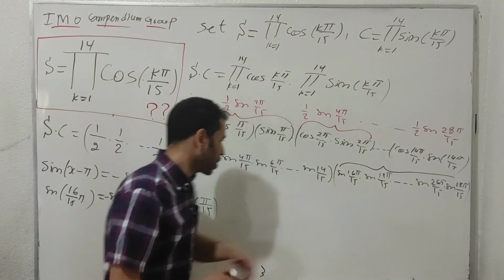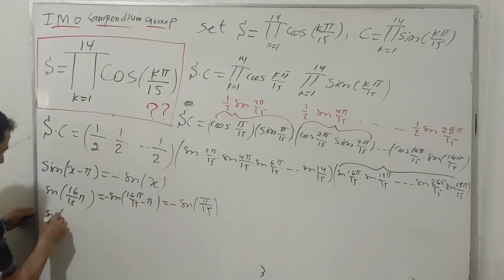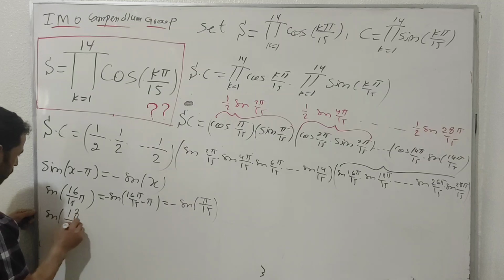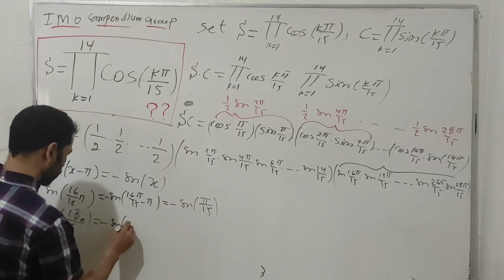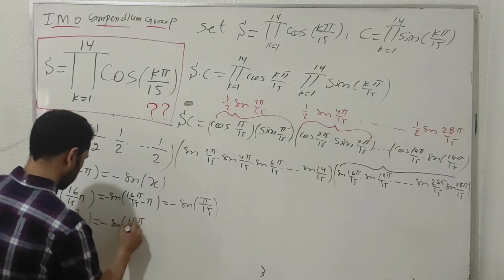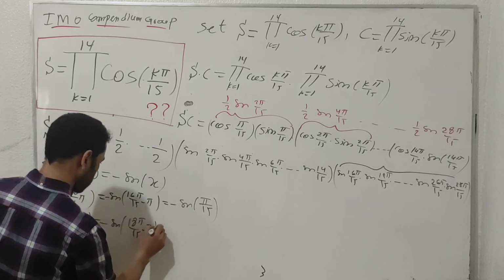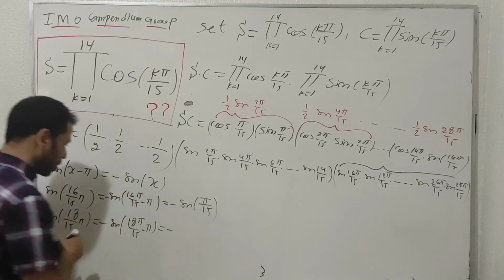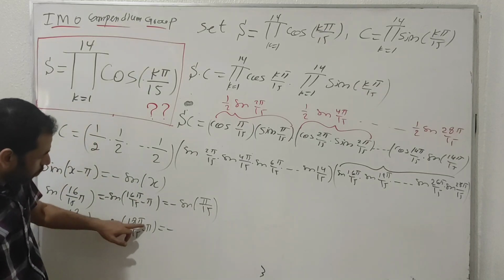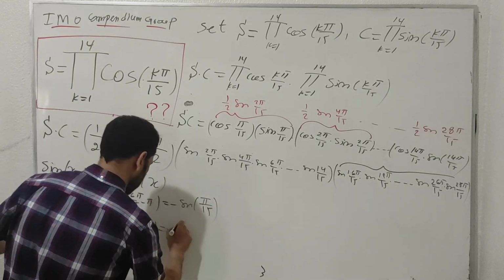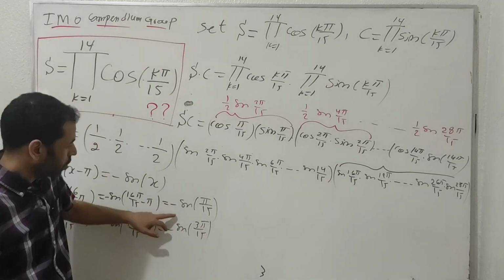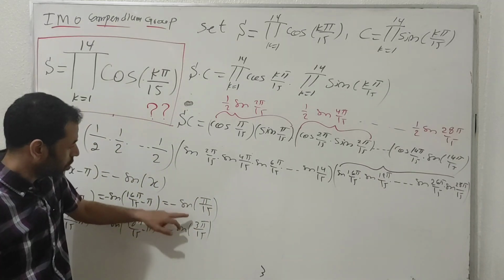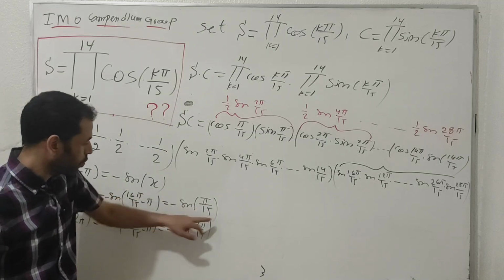For the second term, I will have sine of 18 over 15 pi. I will have the same thing here with minus sine of 18 pi over 15 minus pi, which is giving us a minus. I will have 18 minus 15, which is 3 pi. We'll have minus 3 sine of 3 pi over 15. If you take a look at both terms, the odd terms start showing up with a minus sign.